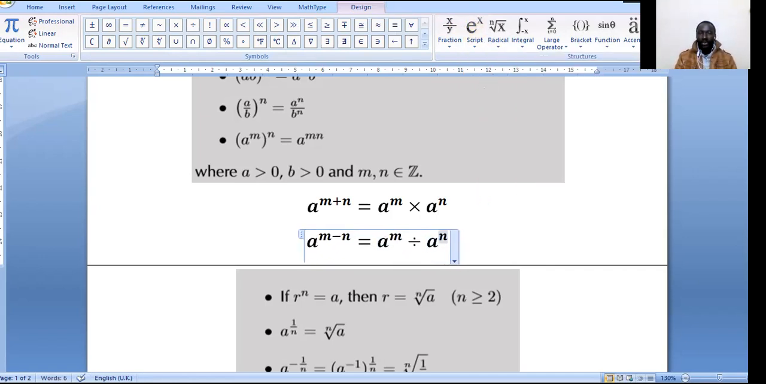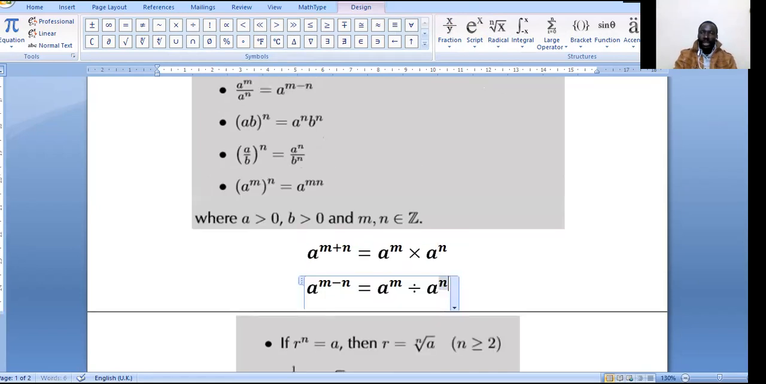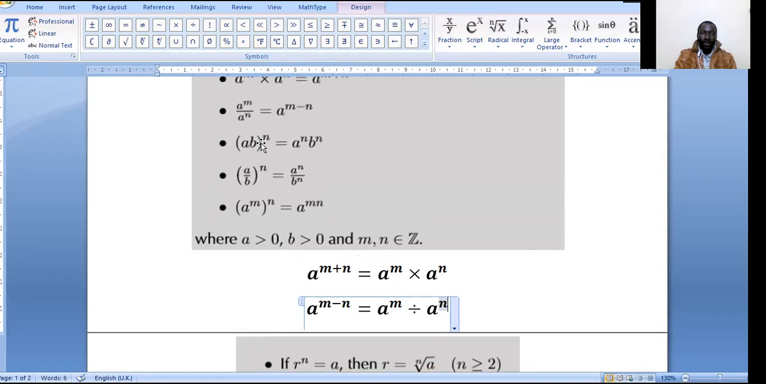This is known as the quotient rule. Now the other rule, which is the third rule, is known as the power rule, sometimes known as the exponent rule of products. Meaning if you have at any point an external exponent for items inside a bracket, then you can split the exponent onto each of the items as a raised to power n times b raised to power n. Now notice that the reverse is true.